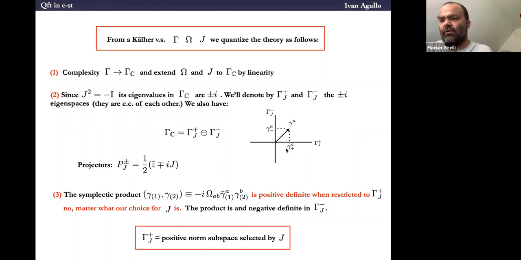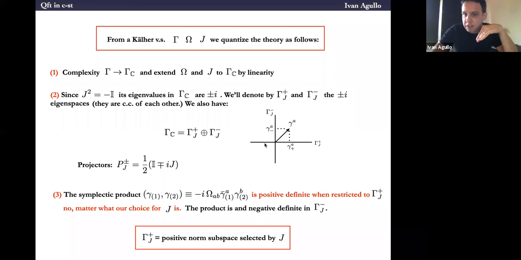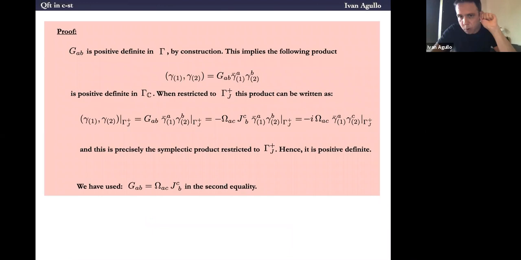If you choose a different J, a different complex structure, you have a different gamma plus. And the product always has the same form, but the vector space is different. But the form of the symplectic product is always this form, minus i omega, with the first conjugated, the second without conjugate. And the statement is that no matter which complex structure you choose, the product is always positive definite within gamma plus. I have the proof here. I'm not going to go over it, but you can read it after that.